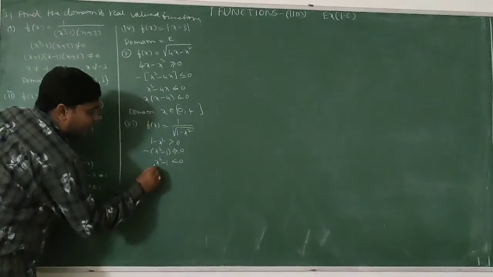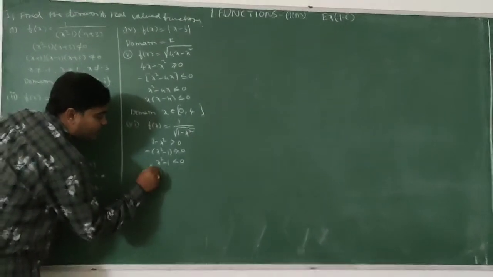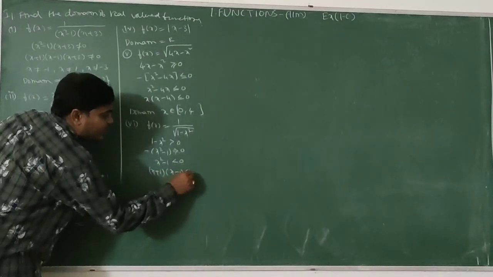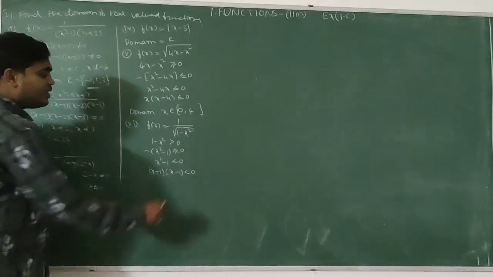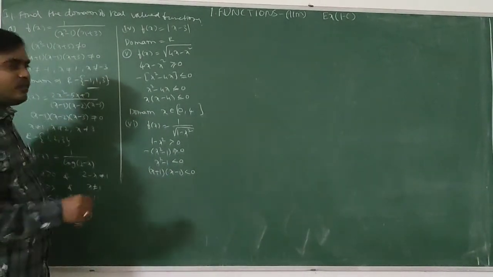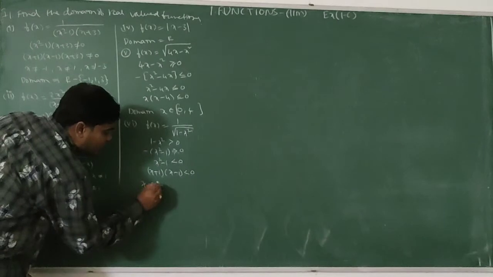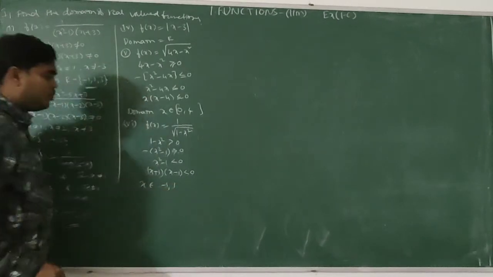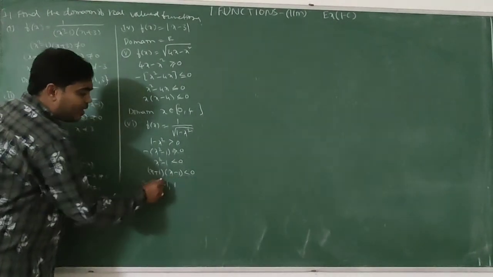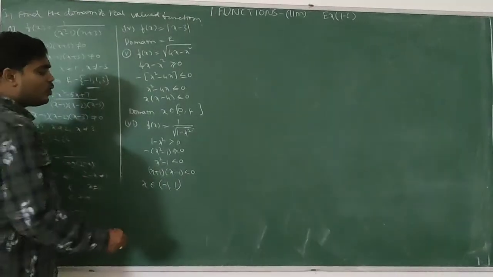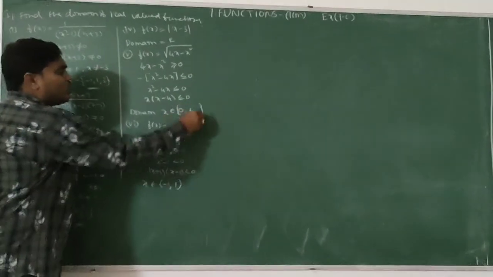So I will write the a square minus b square formula, a plus b, a minus b: x plus 1 times x minus 1 less than 0. Since it is less than 0, it should be like between. So the domain is x belongs to minus 1 to 1. Since it is strictly less than, we are taking open brackets. If it is equal, we are taking closed brackets.